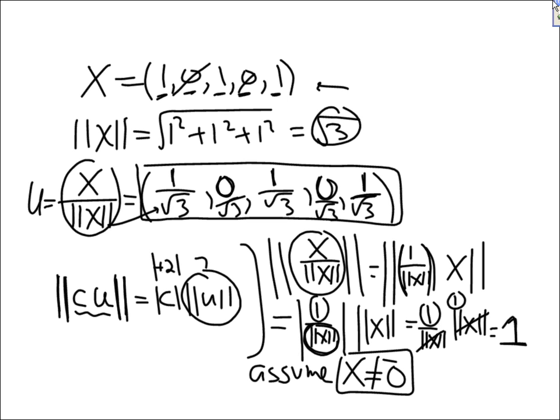Theoretical exercise. Under the theoretical exercises, we'll actually prove this theorem I just stated, that the length of c times x is the absolute value of c times the length of vector x.